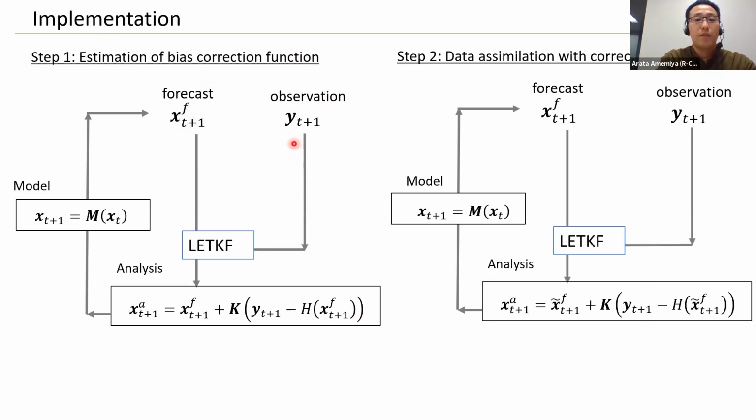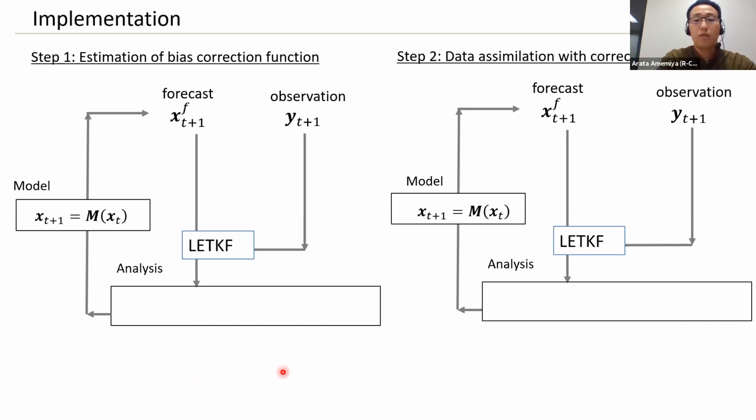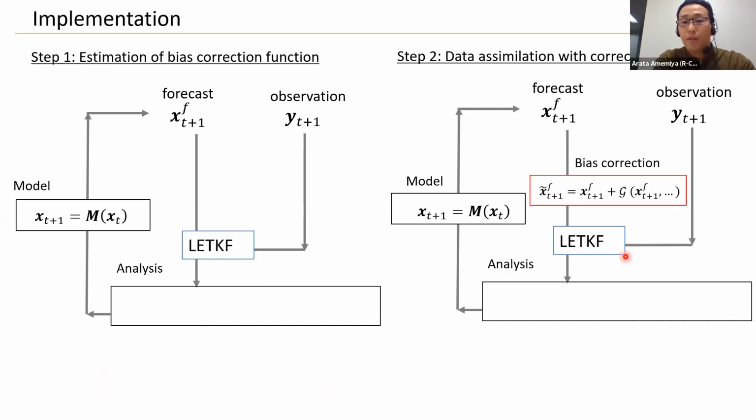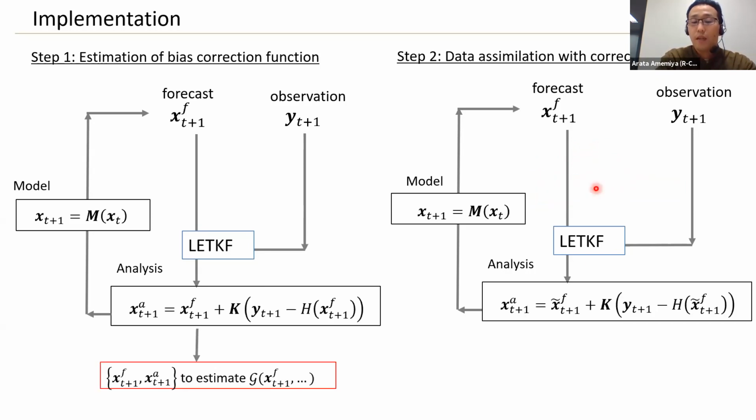So we performed the data simulation cycle without any bias correction first, to obtain the set of forecast and analysis to estimate the bias correction function. And then that bias correction function is applied in the next step before the data simulation step. So we can get the improved analysis with modified forecast.